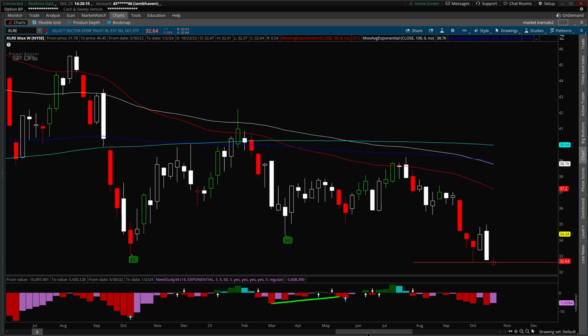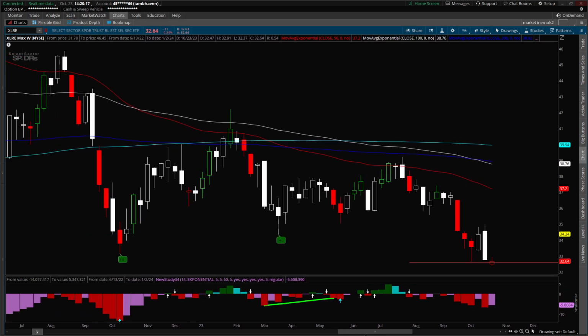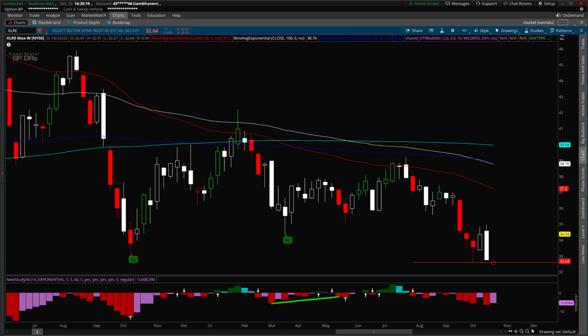I wasn't really gonna trade the sectors much, but this doesn't move very much anyway. So if you were gonna trade it, I would just trade a specific stock inside the sector. But anyway, so we got a weekly -4 here too. So we're starting to build these -4s, two in a row.